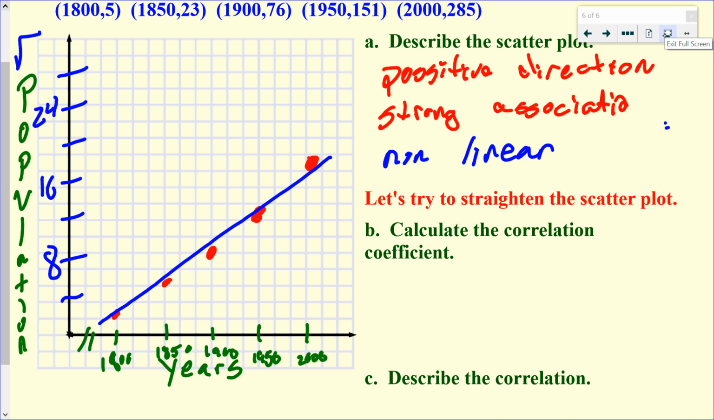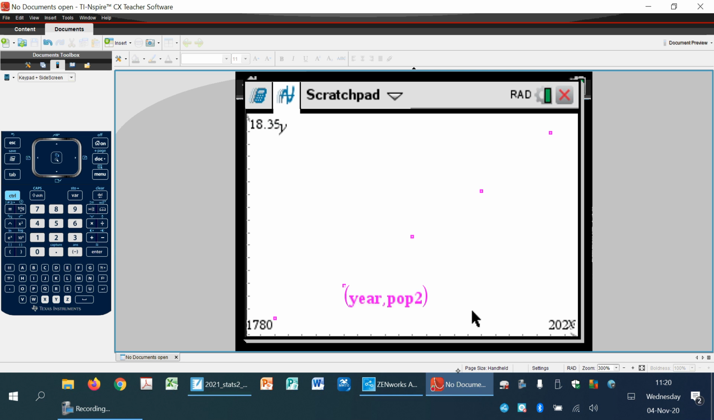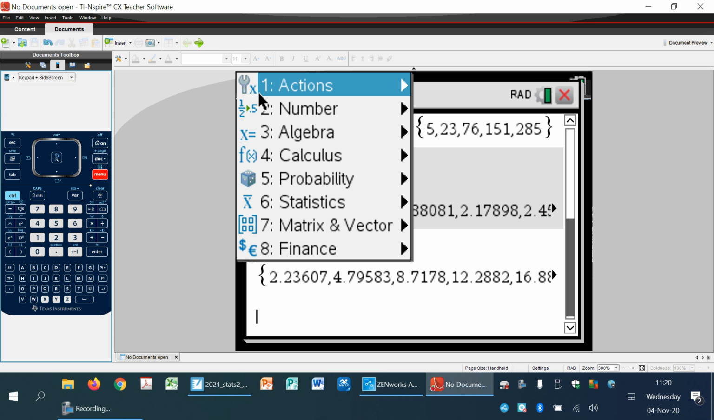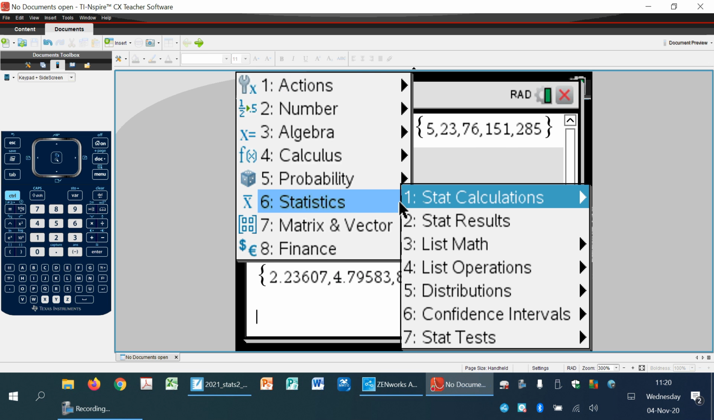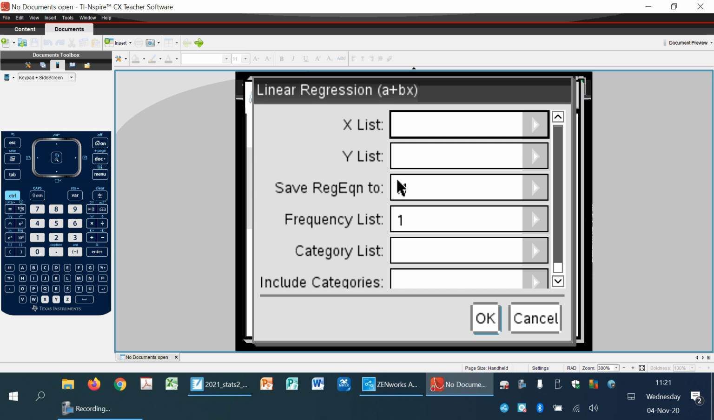We can go ahead and use our calculator tools again. Coming back to the calculator, this time we're going to call the linear regression tools. We go into our menu, statistics, stat calculations, linear regression A plus BX. This is year. Remember, this is now pop 2. I'm just going to call this equation 2.